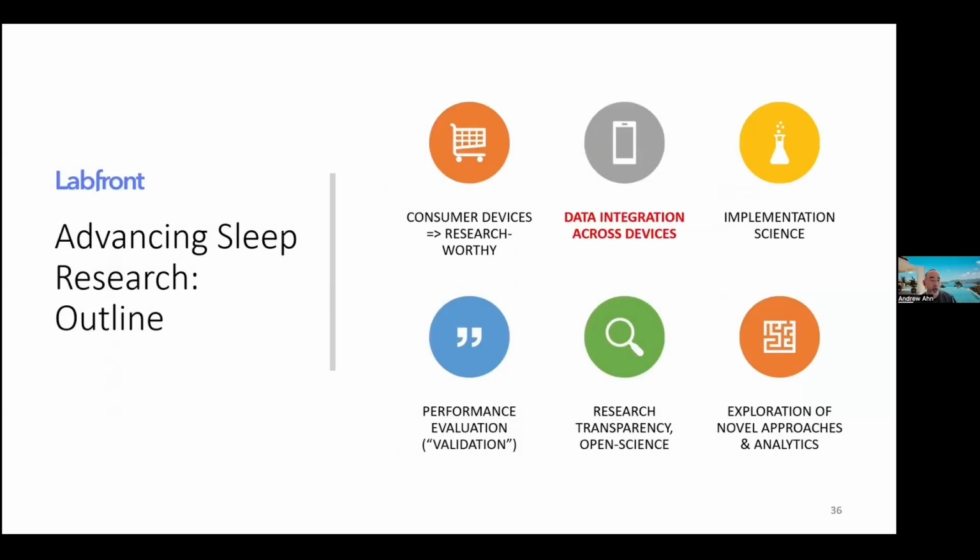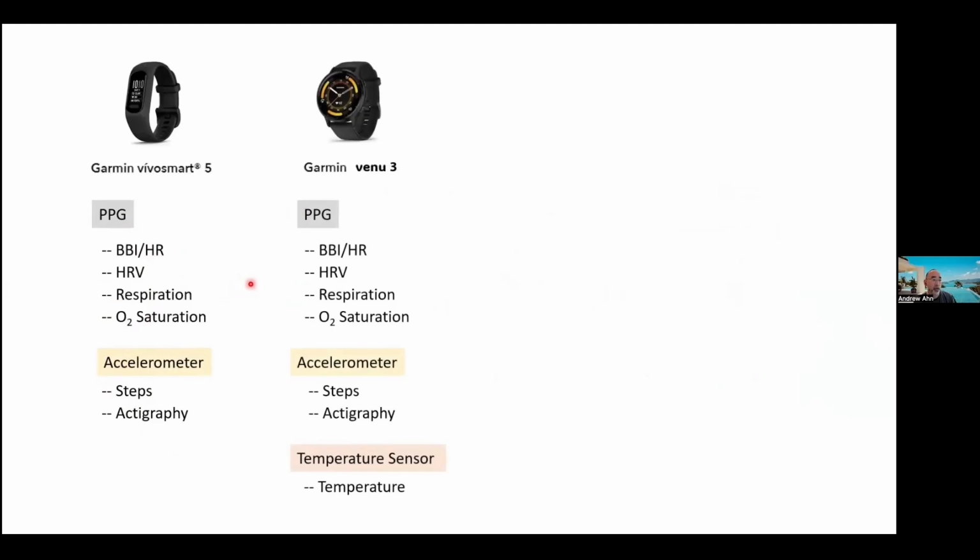Now, for data integration across the devices, Labfront is a device-agnostic platform, and we do incorporate multiple devices. But the most commonly used wearable is the Vivosmart 5, which provides data obtained from the PPG as well as the accelerometer. So you get all this information from the Vivosmart 5.